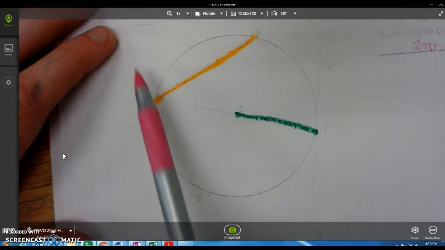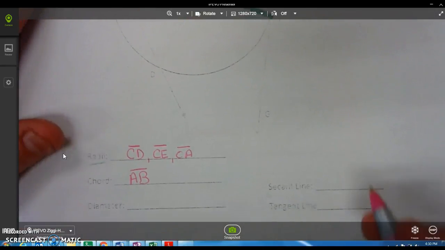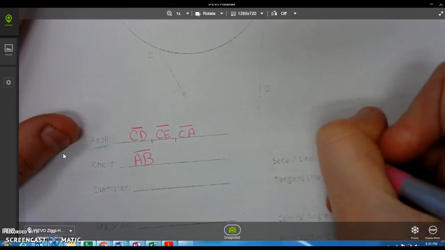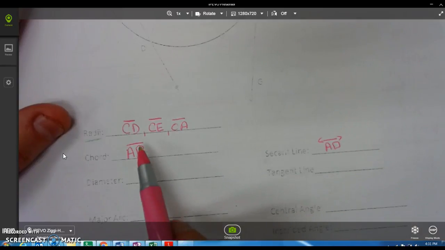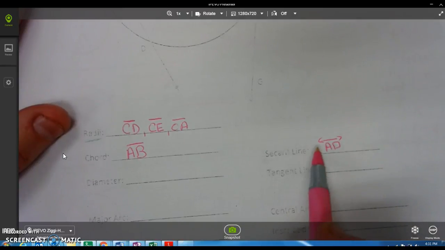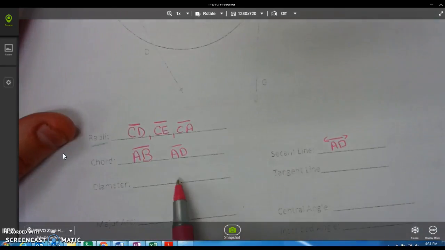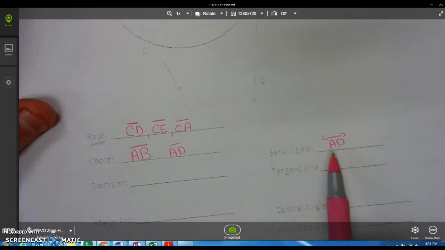Now if I make it a line like it is here, that's actually going to be a secant line. Because it goes through it. So remember, when I make it a line, I put arrows on it. A line segment does not have arrows. This just tells me that it goes on forever. So AD as a line segment would be a chord, but AD as a line is a secant line.